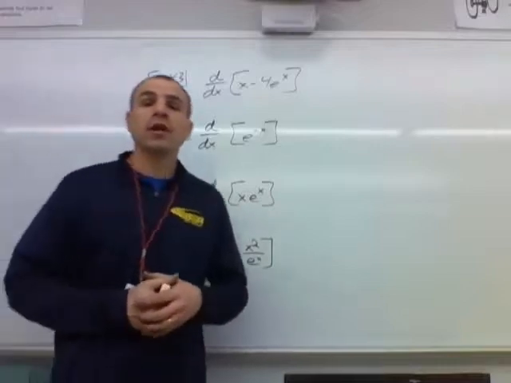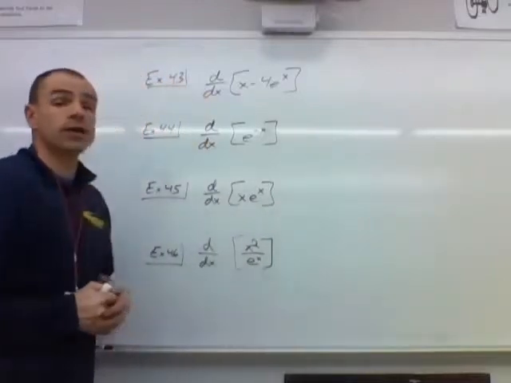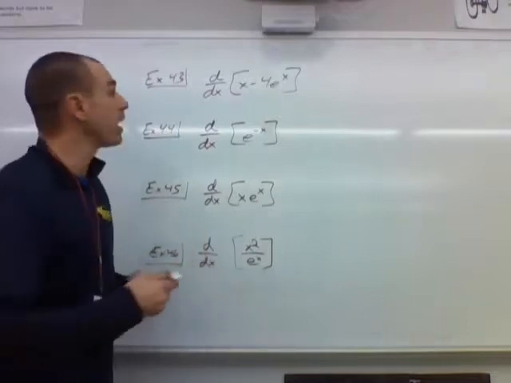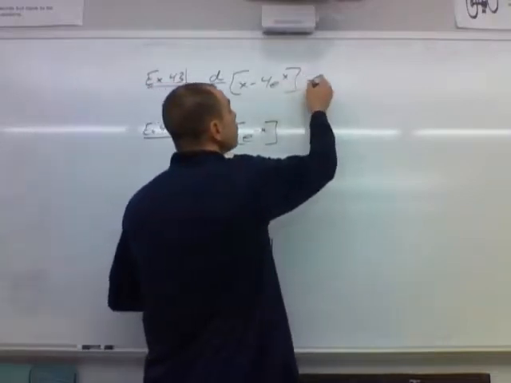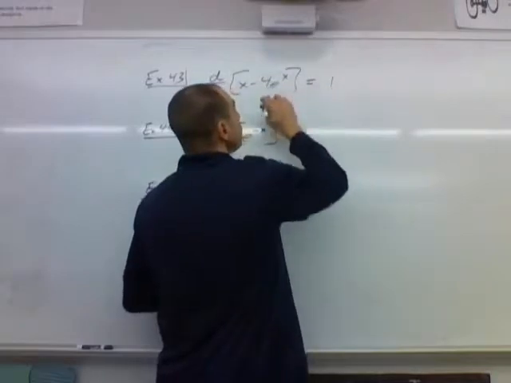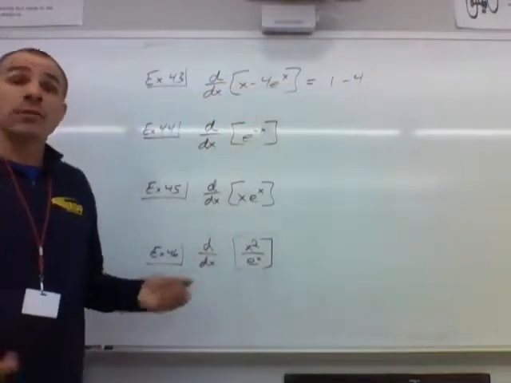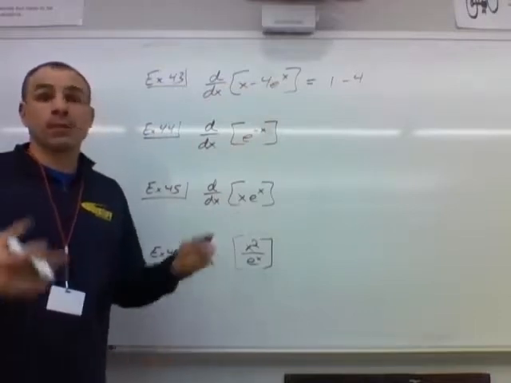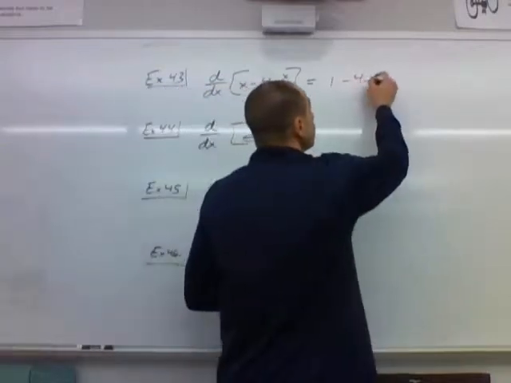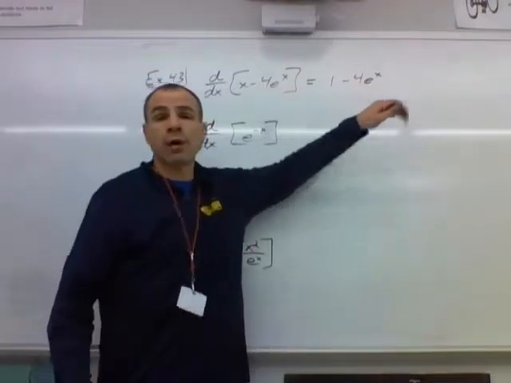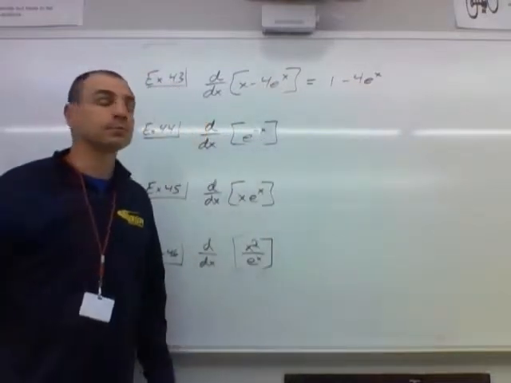Example 43, we are looking for the derivative of x minus 4e to the x. These are nice, quick derivatives for us to find. All right, so we have the derivative of x, which is 1. We have a coefficient of -4, so we're going to keep that. And then we take the derivative of e to the x, which is e to the x. And that's it. We're done. We have our derivative there, 1 minus 4e to the x.